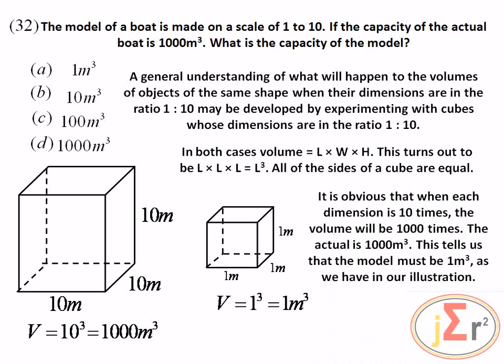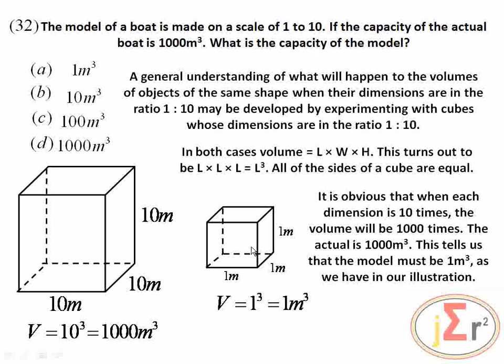It is obvious that when each dimension is 10 times, the volume will be 1000 times. The actual is 1000 meter cube. This tells us that the model was 1 meter cube, as we have in our illustration. So as we have it in this illustration, so it is in actuality, because the model of the boat is made on a scale of 1 to 10, as we have them right here.